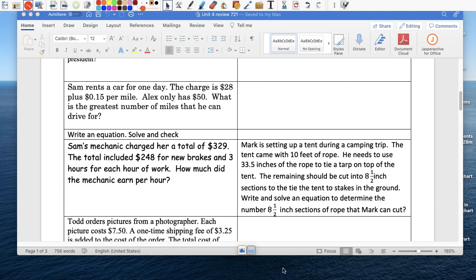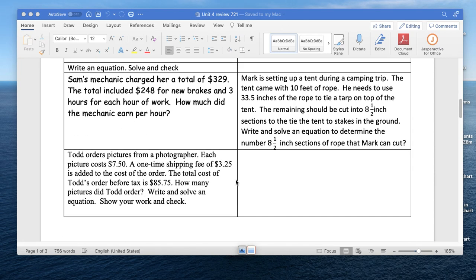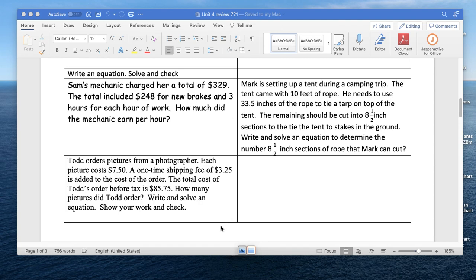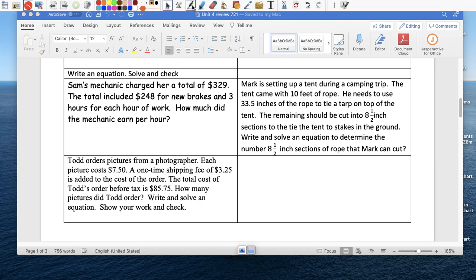Next set of questions, 3 questions. This is an equation, right? Same idea, guys, except instead of an inequality sign, an equal sign. Sam's mechanic charged $329, so we know Sam paid $329. What service did she get for $329? The total included $248 for new brakes, plus 3 hours.